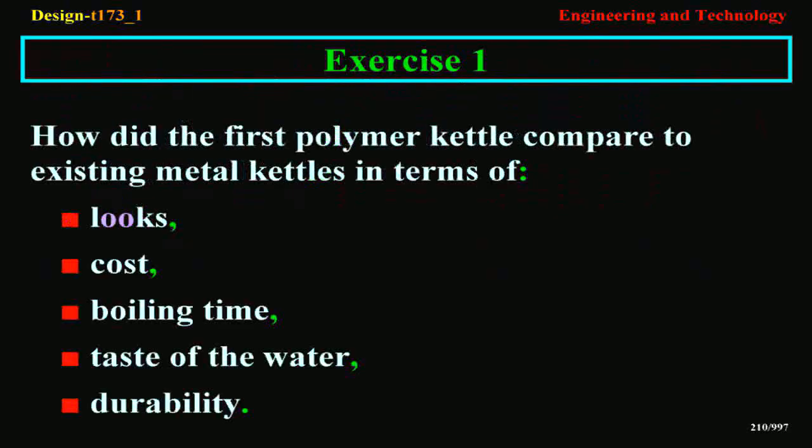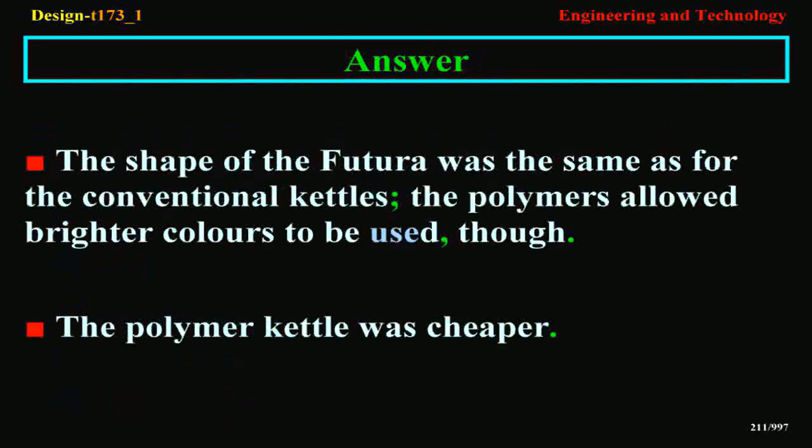Exercise 1. How did the first polymer kettle compare to existing metal kettles in terms of looks, cost, boiling time, taste of the water, durability? Answer. The shape of the Futura was the same as for the conventional kettles. The polymers allowed brighter colors to be used, though the polymer kettle was cheaper.